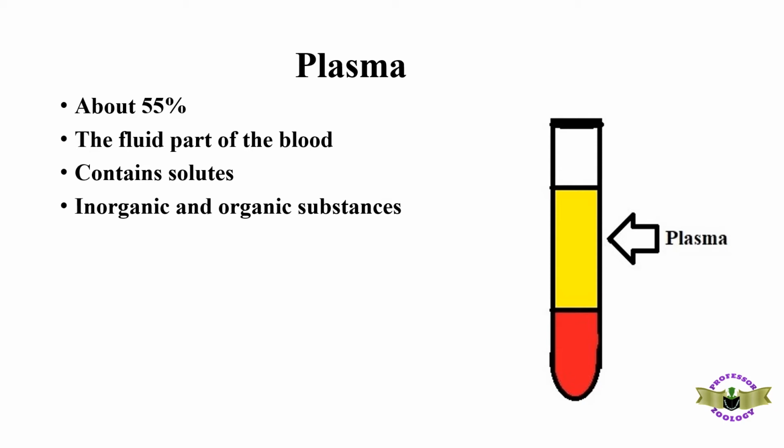Some inorganic and organic substances are dissolved within the plasma. Some gases like oxygen and carbon dioxide are also present within the plasma. Hormones are present and dissolved within the plasma, and they are transported from one region of the body to the other part of the body.